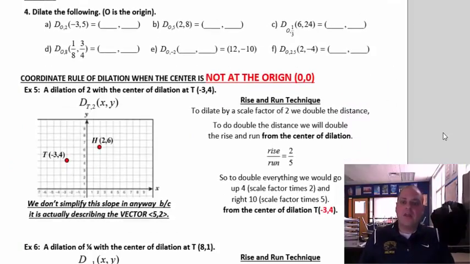Okay, so now here we're not going to use a graph, we're just going to use the rule. If it's a D2, we're just going to multiply by 2. So -3 is going to be -6, and then 5 is going to be 10.